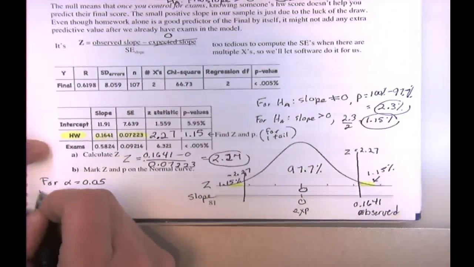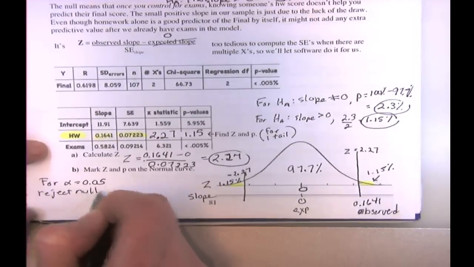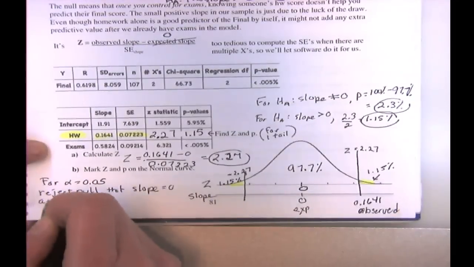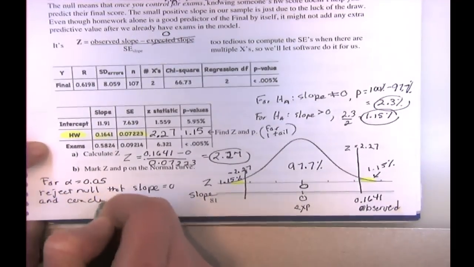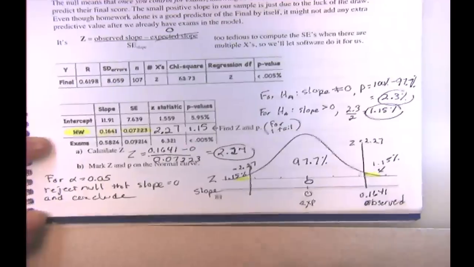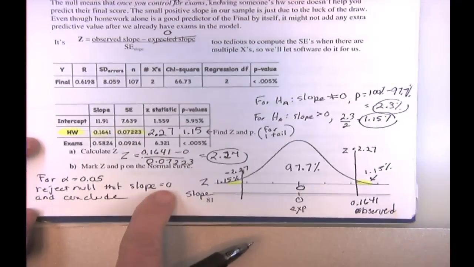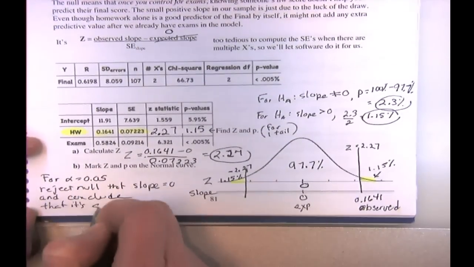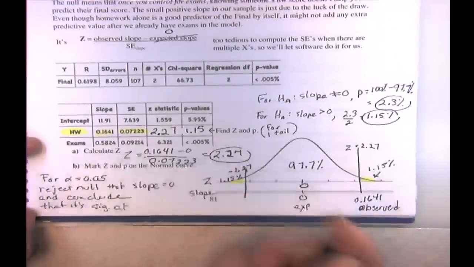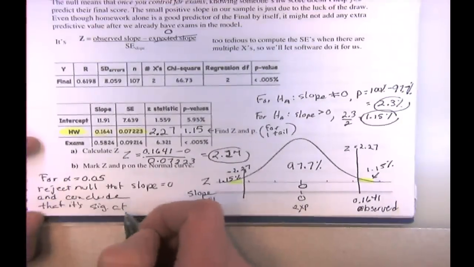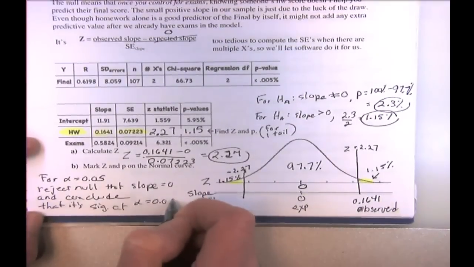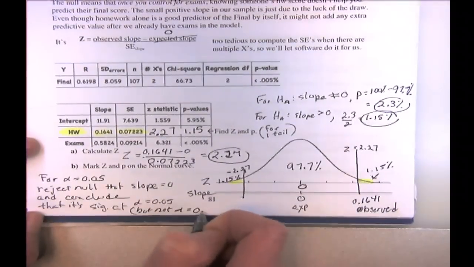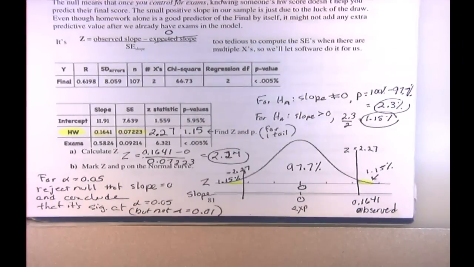We'll reject the null that the homework slope is equal to 0 and conclude what? That it's either greater than 0 or not equal to 0. We'll just conclude that it's significant. Conclude that it's significant at the 5% level. Significant at alpha equals 0.05, but not at what? If you wanted to set your alpha at 0.01, it's not. Does that make sense to people? Any questions on that?